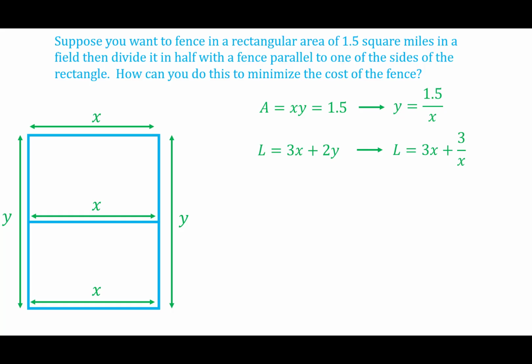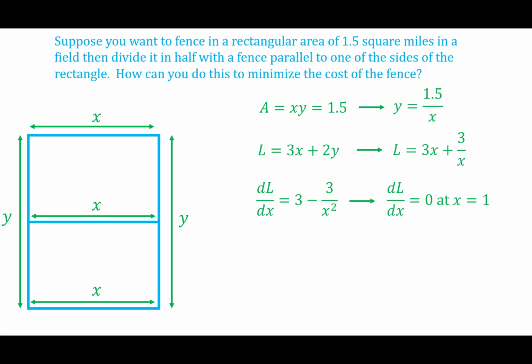Now that L is expressed in terms of a single variable, the variable x, I can take the derivative of L with respect to x. That'd be 3 minus 3 divided by x squared. And observe that this derivative is equal to 0 at x equals 1. It's also equal to 0 at x equals negative 1, but x equals negative 1 is negative length. You can't physically have a negative length, so we'll just look at x equals 1. And this means that potentially there's a minimum L at x equals 1, but we need to verify that.